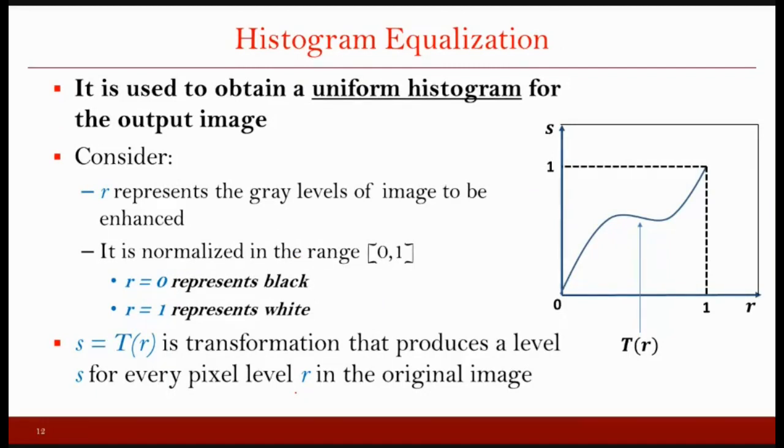Okay, so now let us see the application of the histogram in improving the image quality, and particularly the contrast of the image. This process of using the histogram to improve the contrast of the image is called histogram equalization. Let us see what we exactly mean by histogram equalization. The objective of histogram equalization is to get a uniform histogram for the image from the given histogram.